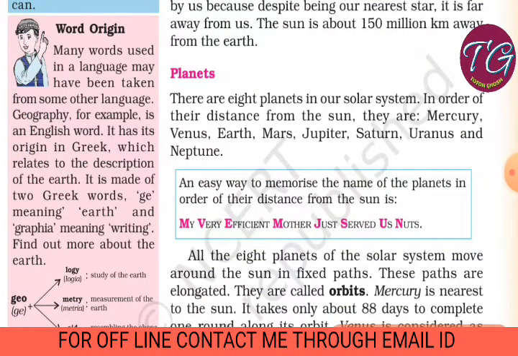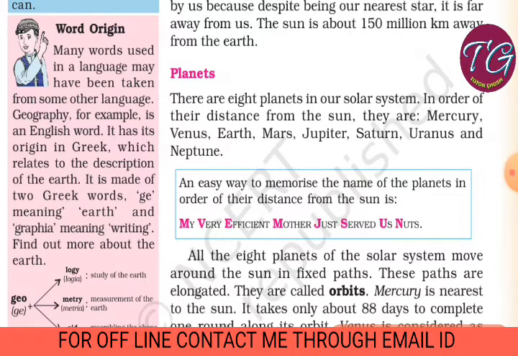Next, what are planets? There are 8 planets. How many planets? 8 planets in our solar system. In order of their distance from the Sun, they are Mercury, Venus, Earth, Mars, Jupiter, Saturn, Uranus, Neptune.